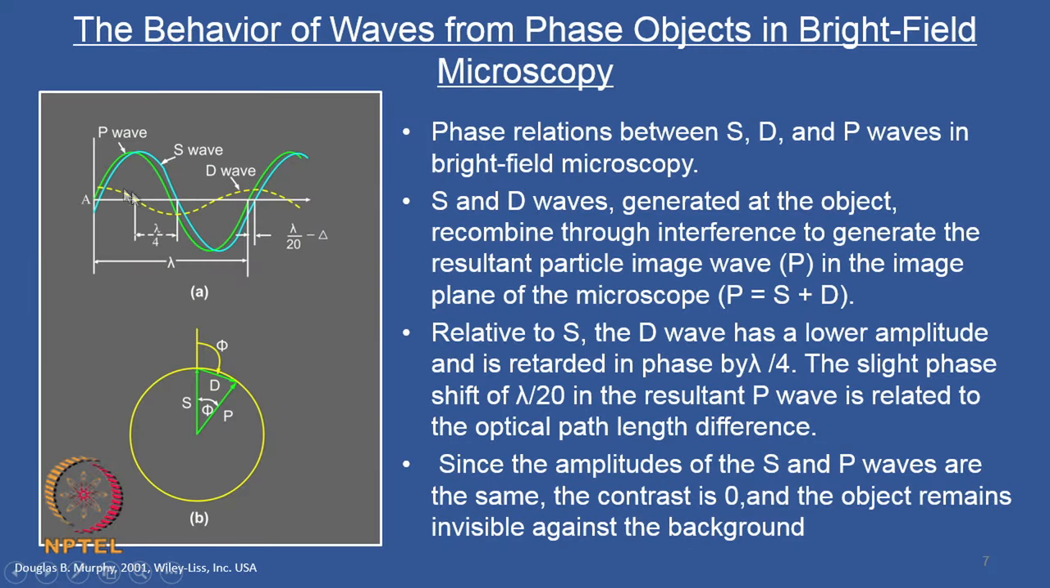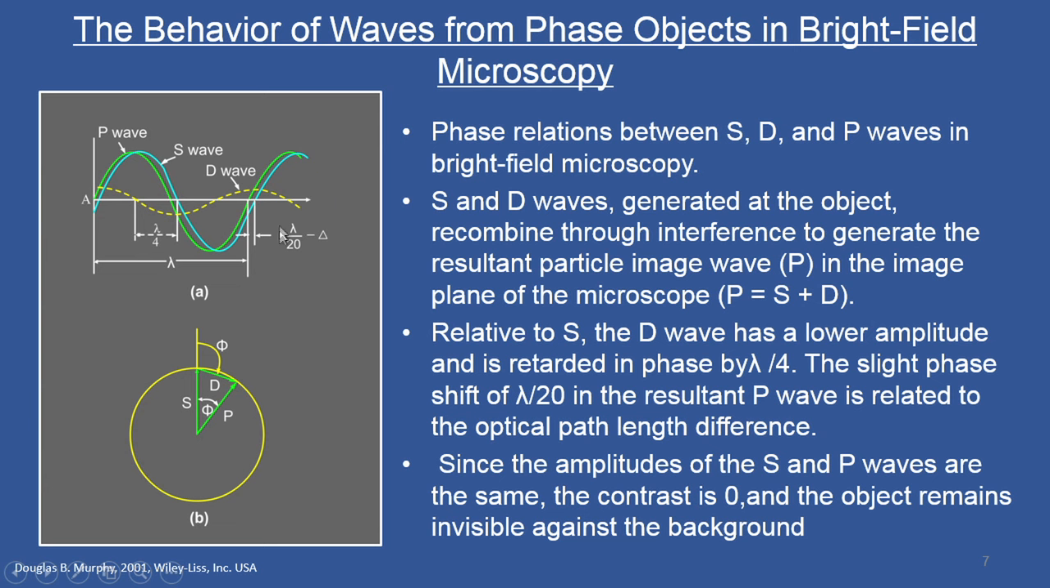So with this background, let us look at this schematic. You have the S wave and you have the P wave. These two waves have a similar amplitude but shifted very small, that is lambda by 20. The retardation is only very small, lambda by 20. And you have this diffracted wave which has been shifted significantly to the extent of lambda by 4. So to understand this, you look at this schematic carefully. This distance is lambda, and then when you compare this lambda distance with the other waves, you will be able to understand this retardation, lambda by 20 or lambda by 4 and so on.